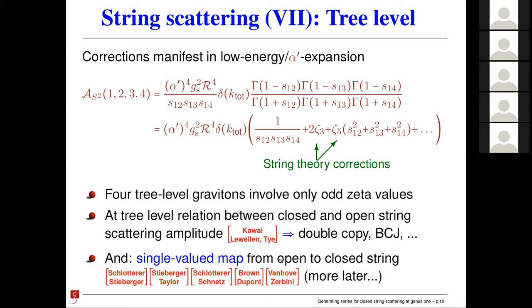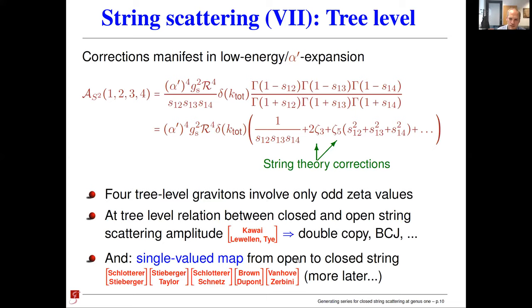Another thing that maybe fewer of you will have heard about is that you can have yet another relation between open and closed string scattering at tree level, which is not so much this KLT relation, but which goes under the name single valued map. So this is yet another way of taking an open string scattering amplitude and producing a closed string scattering amplitude. And this is also something that has been very actively researched recently. And this is the point that I will come back to later. So I think this is what I wanted to say about this closed string scattering amplitude.